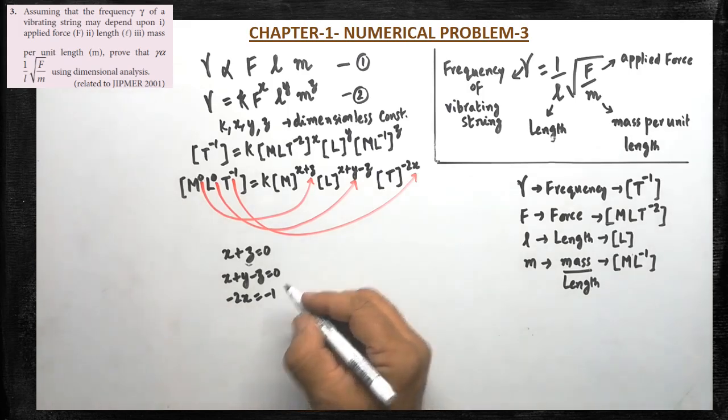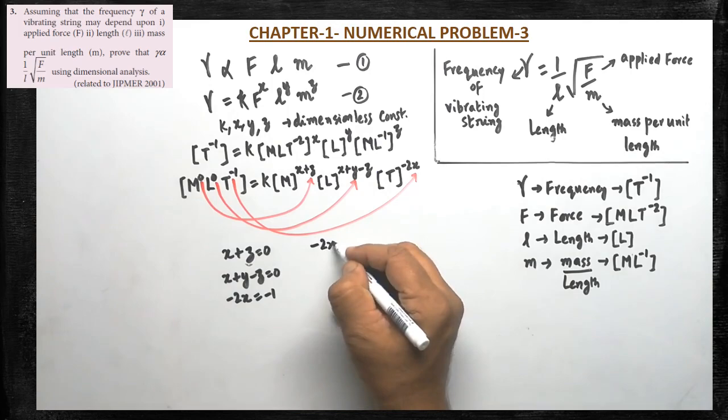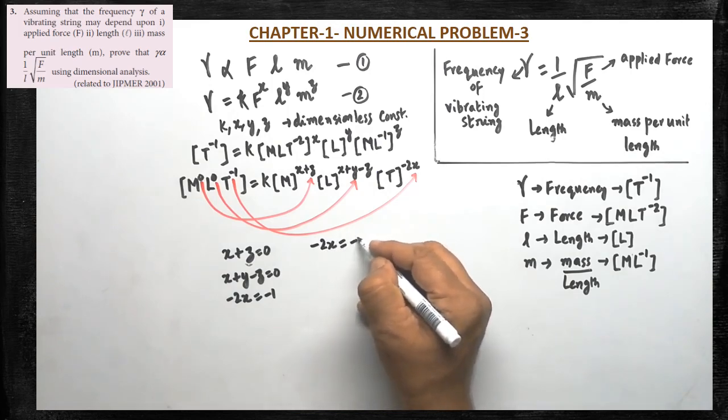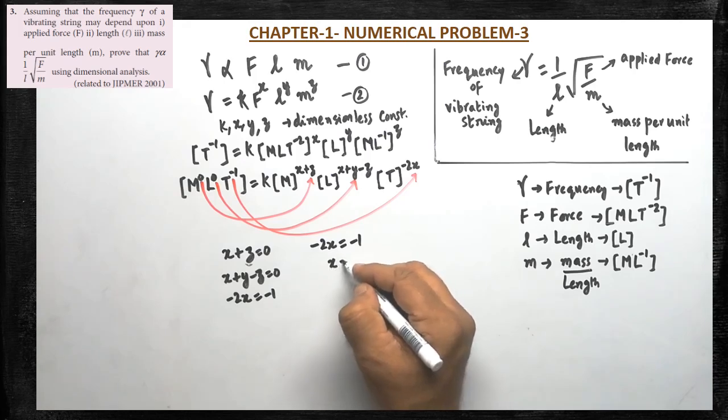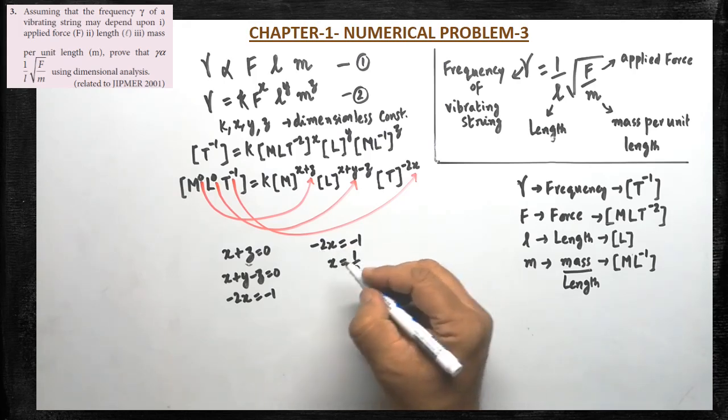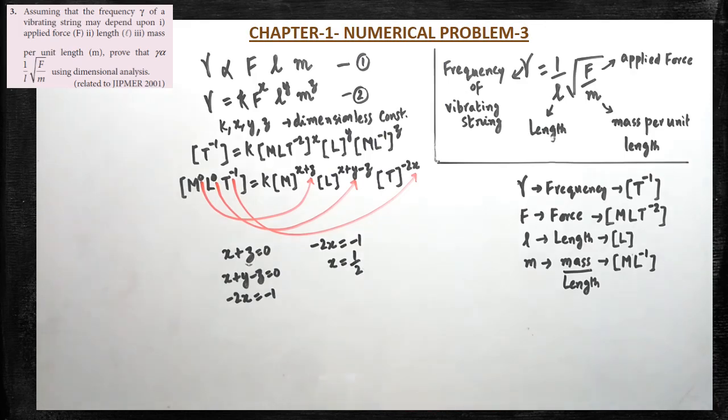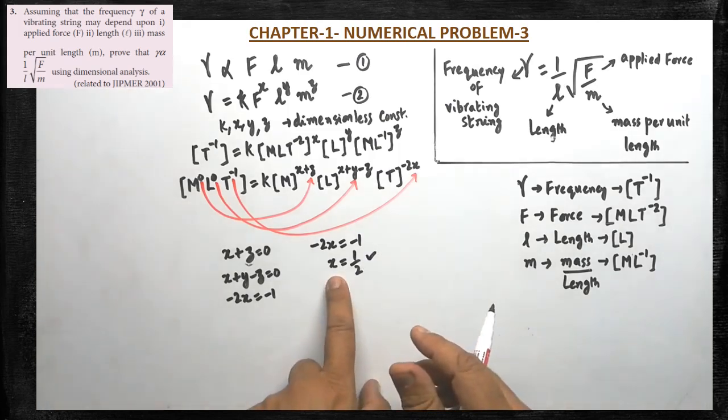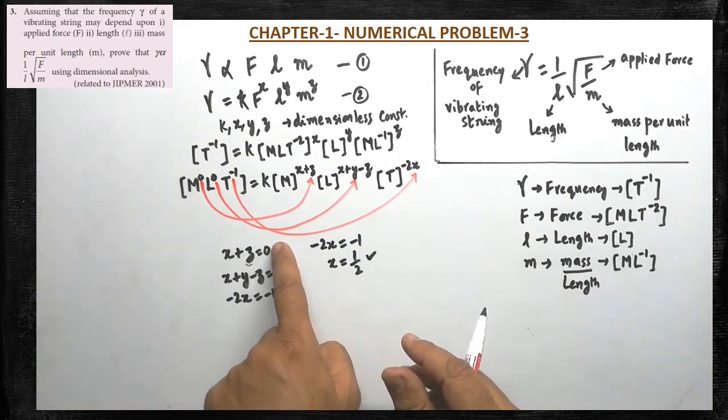Let's take the last equation. Minus 2x is equal to minus 1. Therefore, x is equal to, both negative signs can be cancelled, and you can find out the value of x like this. X is equal to half. So x value is found out. I have put tick here. By knowing the value of x, we can find out the value of z.